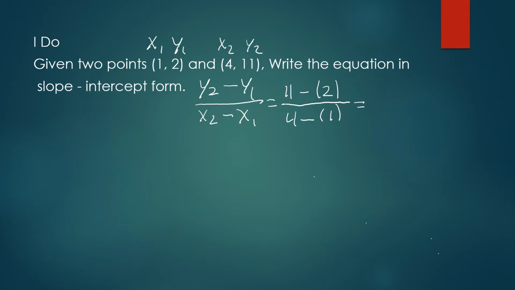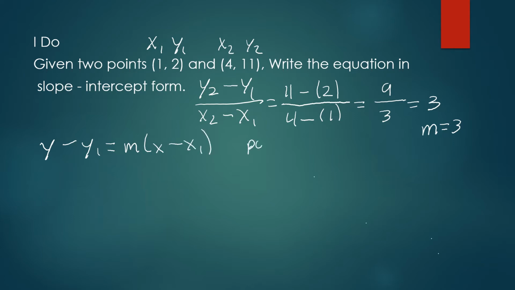So 11 minus 2 gives me 9. 4 minus 1 gives me 3. So my slope here is 3. So m equals 3. Now here's point slope formula. Y minus y sub 1, which is equal to m times x minus x sub 1. This is called point slope form.